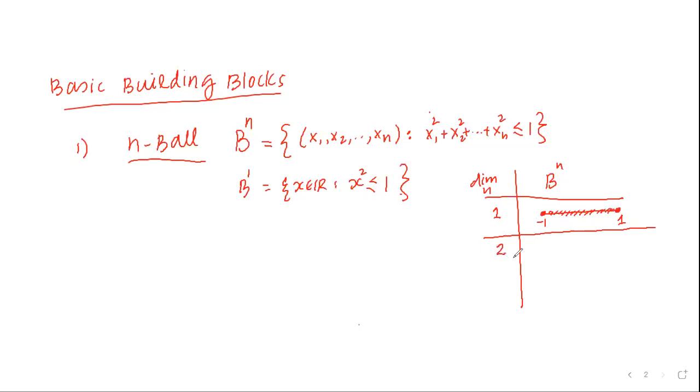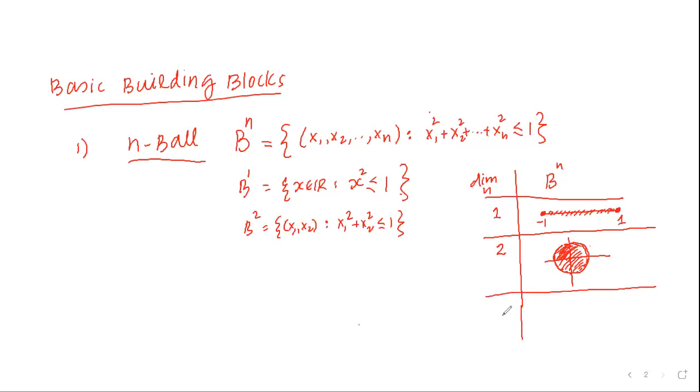Now let's come to two dimensions. In two dimensions, B2 consists of x1, x2 such that x1 square plus x2 square is less or equals to 1. So what is this thing? This is a disk centered at origin with radius 1. So the disk of radius 1 is the ball B2.